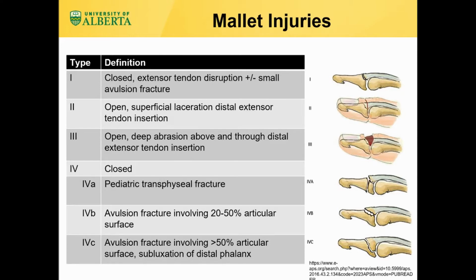Type 4 are subclassified into 3 categories. 4A are pediatric transfascial fractures. 4B involve 20 to 50% of the articular surface and are a result of hyperflexion. And 4C involve at least 50% of the articular surface with associated distal phalanx volar subluxation and are a result of hyperextension and collateral ligament rupture. Type 2 and 3 mallet injuries are open injuries. Type 2 follow direct laceration of the digital extensor tendon insertion, and Type 3 follow abrasion or avulsion of the overlying soft tissue of the same distal insertion.